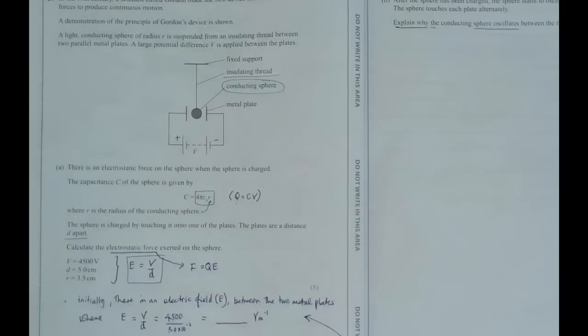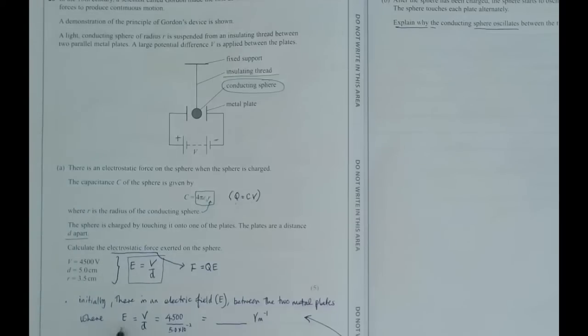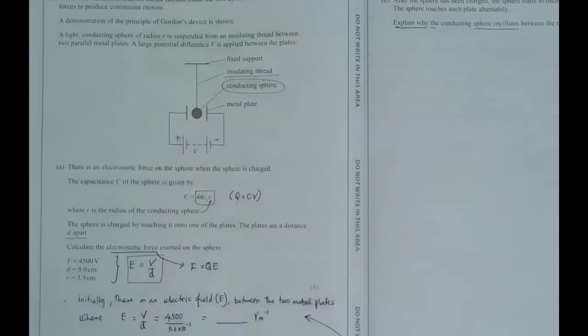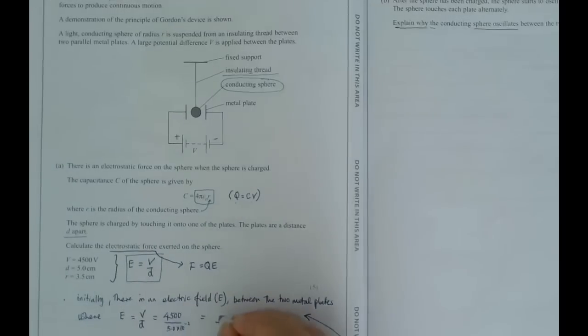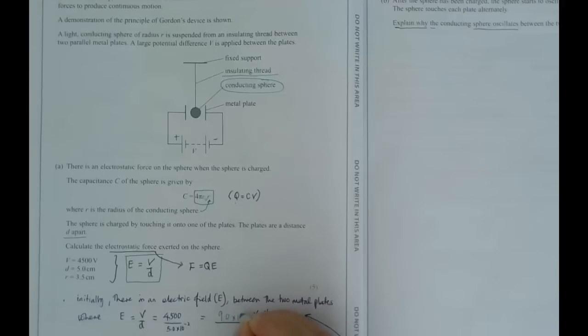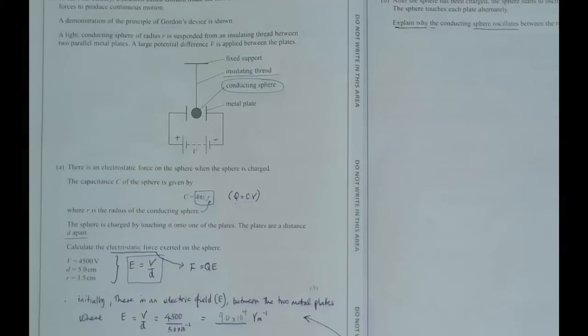The first thing I would do is to work out the electric field strength. So you just divide the 4,500 by the separation, making sure you put 10 to the minus 2 centimeters into meters, and you'll get the electric field strength either in volts per meter, which is voltage divided by distance, which is also equal to newtons per coulomb. Okay, so once you get that electric field strength, it will come out to 9.0 times 10 to the 4. Okay? That's the electric field strength.